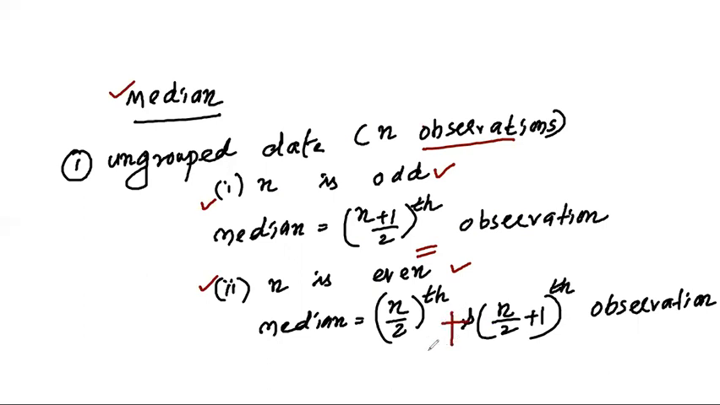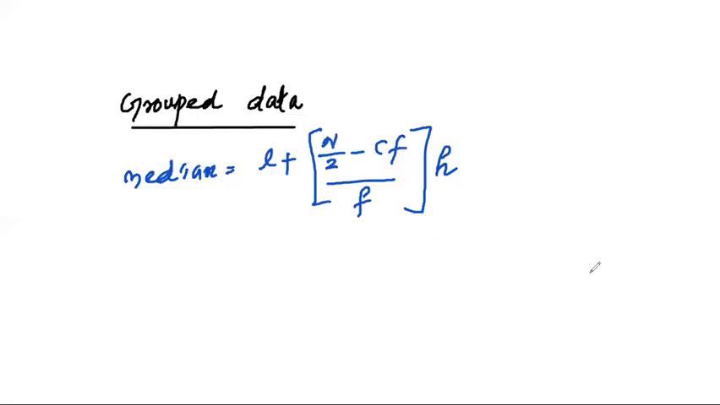You have to add both of them and divide by 2. N by 2th observation plus (n by 2 plus 1)th observation divided by 2 will give you the median if the data is an ungrouped one. I think we have learned this one in grade 8th or 9th. So try to understand. Now, this concept we have learned in grade 10th. I hope you remember. Median of a grouped data was equal to L plus (N by 2 minus CF) divided by f into h. I request you to recall the concepts from grade 10th.